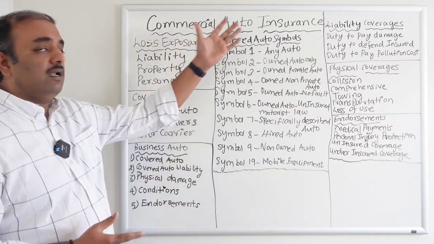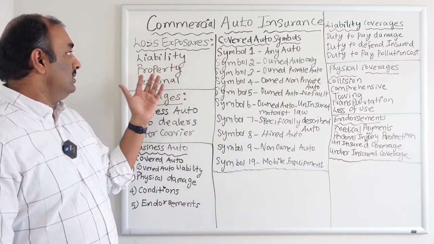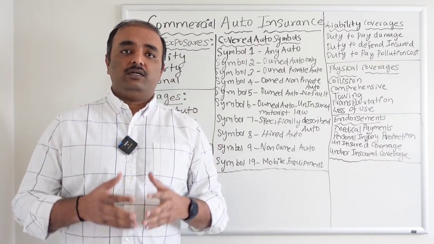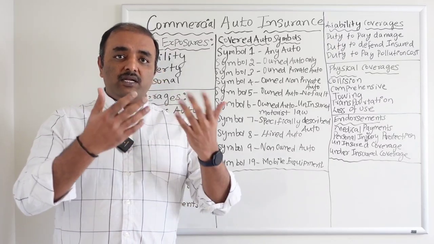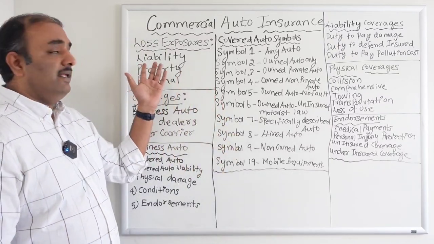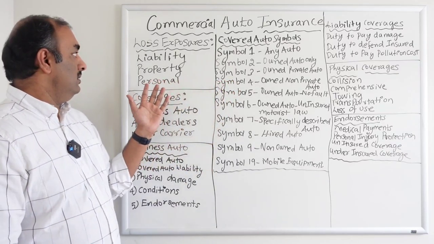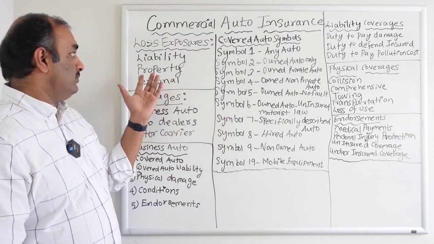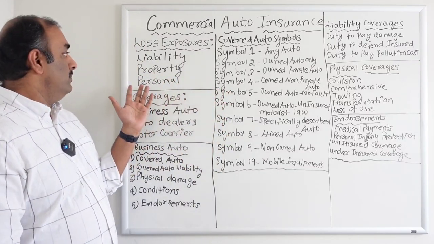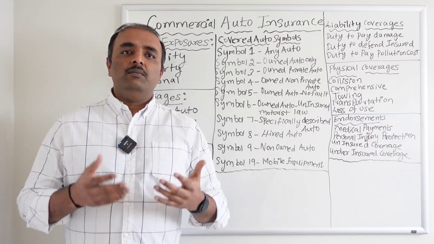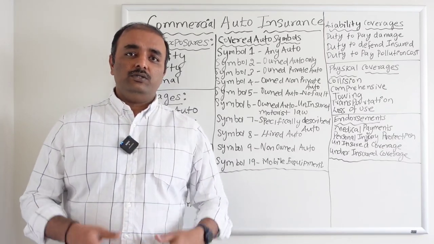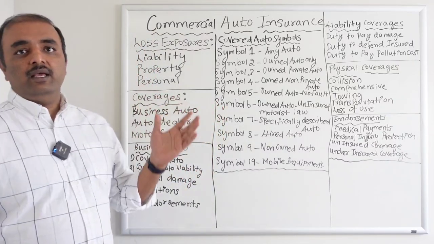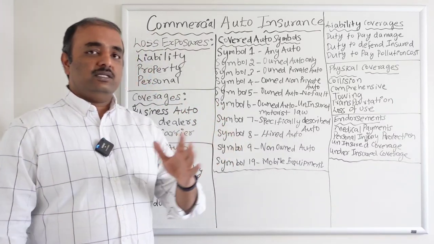So coming to commercial auto, we have liability exposure, property exposure and personal exposure. Liability, as I told you, is when your vehicle damages someone else's vehicle. Similarly, if you have a vehicle which is damaged in your business, then property exposure comes into play. Personal is where you have a bodily injury due to your negligence while driving, then personal injury comes into play. If you have a loss of use, all those things come under personal.